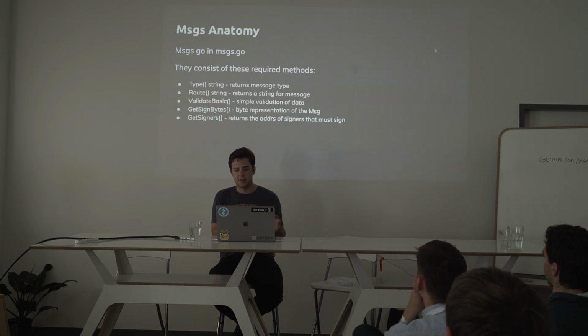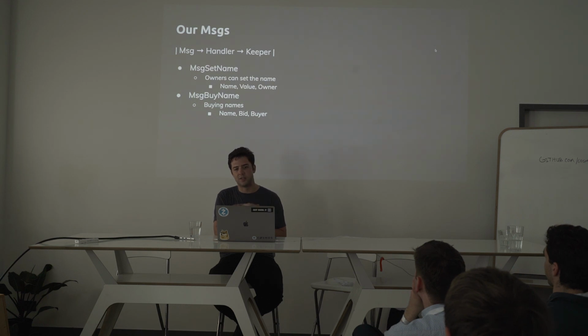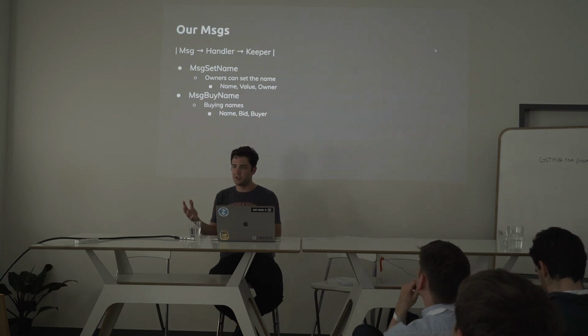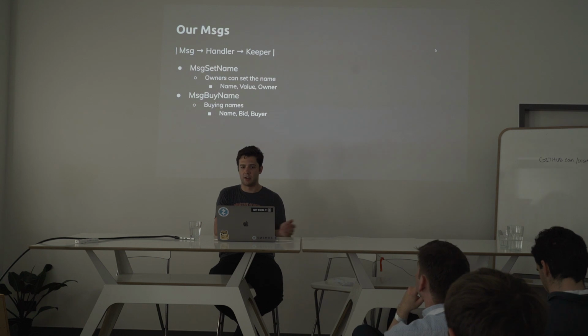Get sign bytes, so this is the bytes that you would sign for the message. Generally these functions are partial to JSON and sign, so pretty simple. And then get signers, who needs to sign this? And we'll see an example of that here. So we've got two messages in this application. For our name service, all we need to be able to do is buy names and then set the value that's associated with them. And for that name setting, the only data we need is what name is it, what's the value we want to set it to, and then who is the owner of that name.